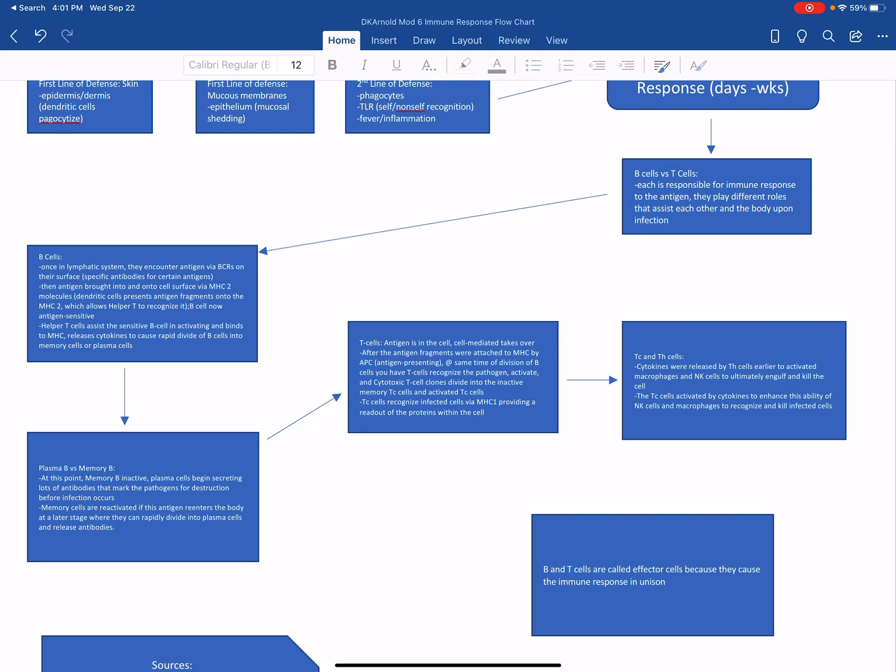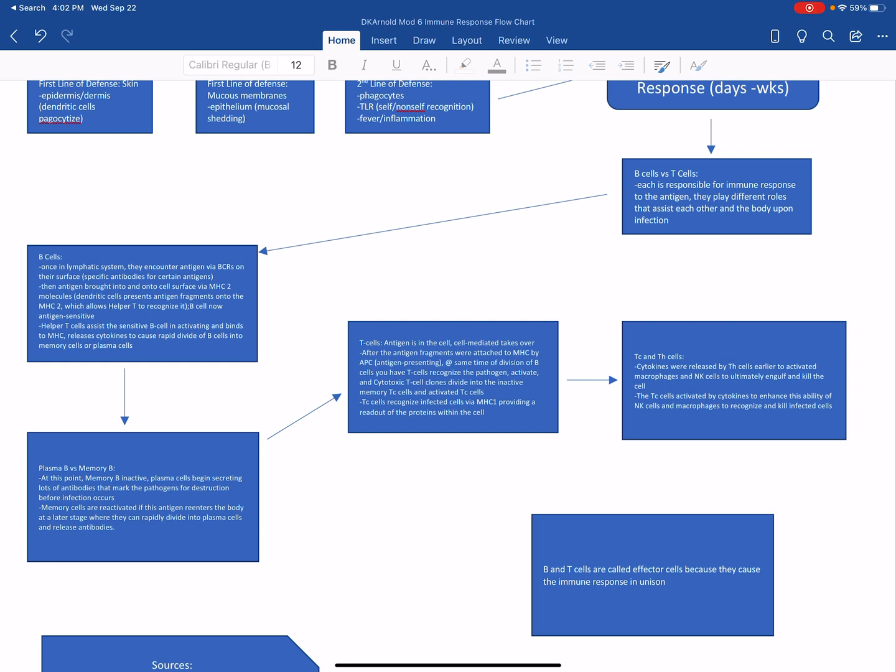Now, once they recognize and bind to the antigen, it is brought onto the cell surface via MHC II molecules. We'll talk a little more about what happens, because once this happens, the antigen fragments are presented on the MHC II, which allows helper T cells to recognize it, and now that B cell becomes antigen sensitized. As the helper T cells sense the sensitized B cells and bind the MHC, they release cytokines to cause rapid division of the B cells into memory cells or plasma cells.